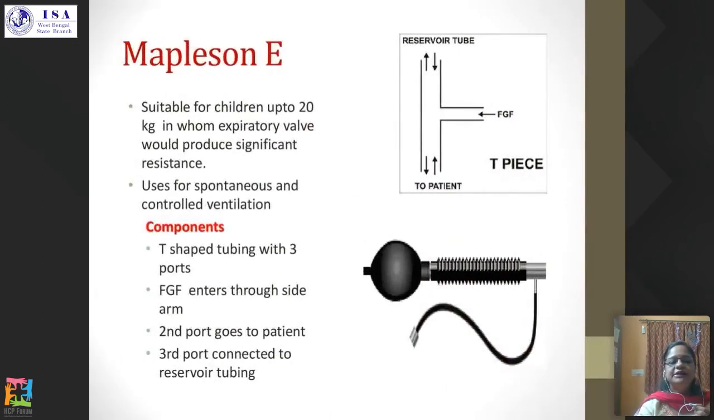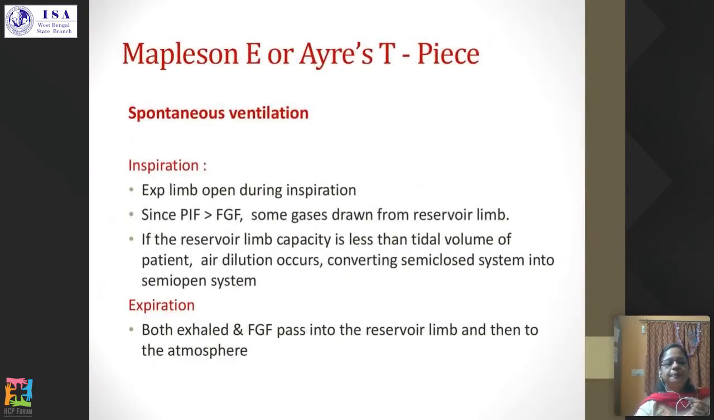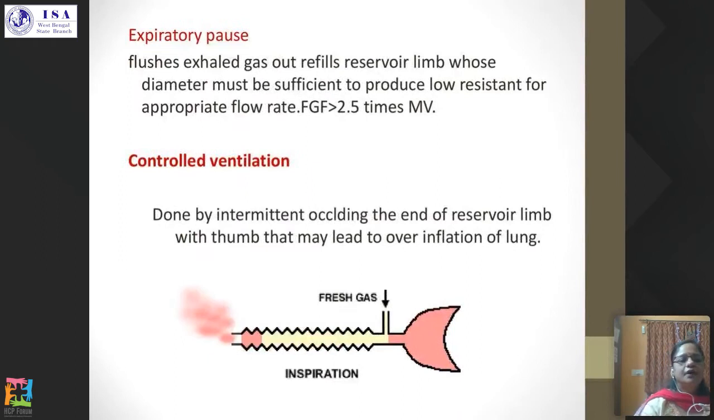During expiration, this is the expired air, and some part of the fresh gas flow, which is coming here, is going through the reservoir tube to the atmosphere. Now the expiratory pulse flushes the exhaled gas out and refills the reservoir limb, whose diameter must be sufficient to produce low resistance for the appropriate flow rate.